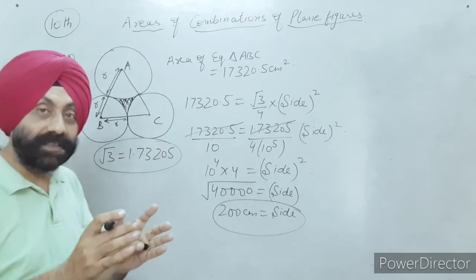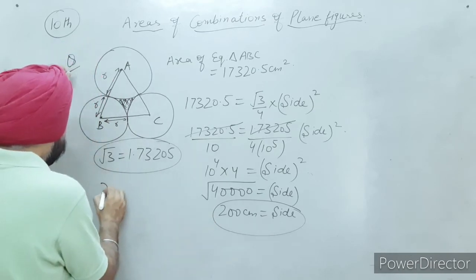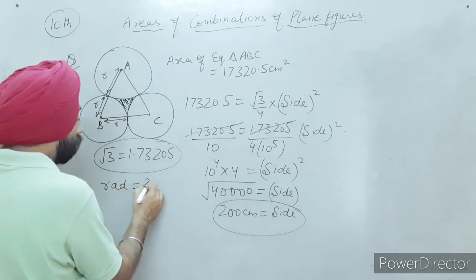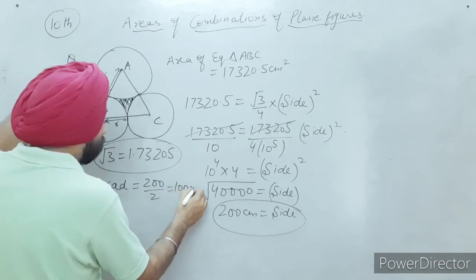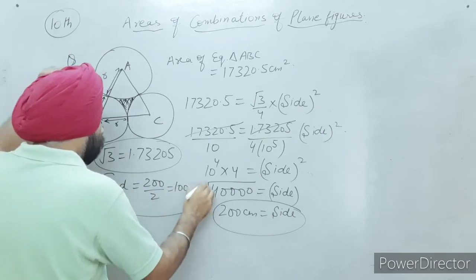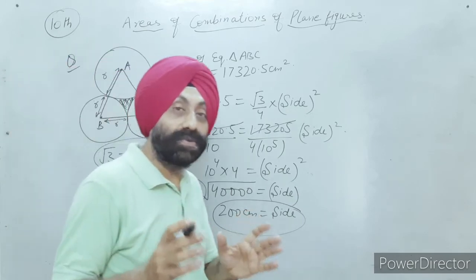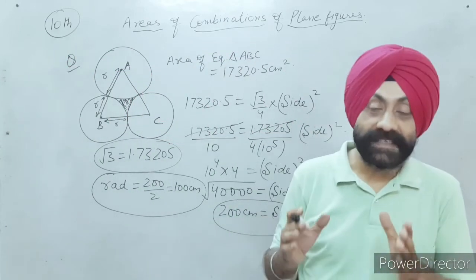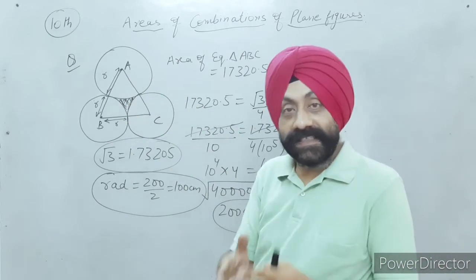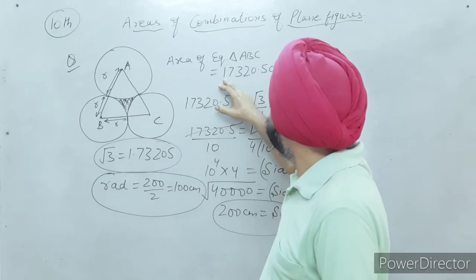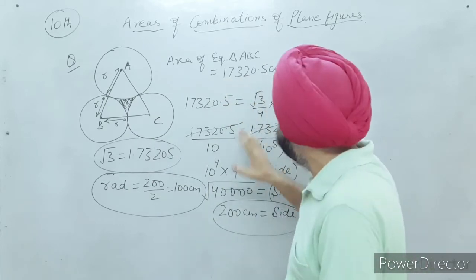Now it is given the radius is half of this side. So that means the radius is equal to 200 divided by 2. That is 100 centimeter is the radius of the circle. Now root 3 by 4 into side square is the area of the equilateral triangle. This area was given to us as 17320.5 centimeter square. We used it.